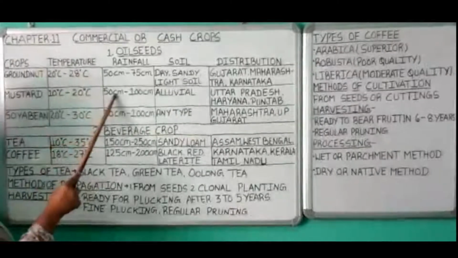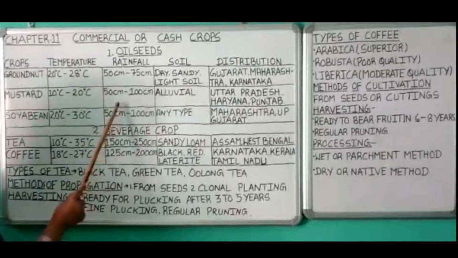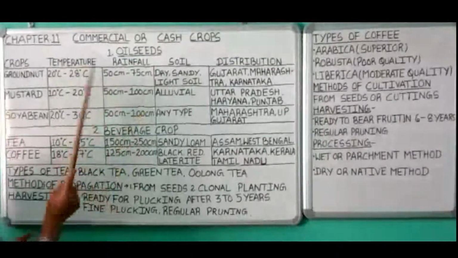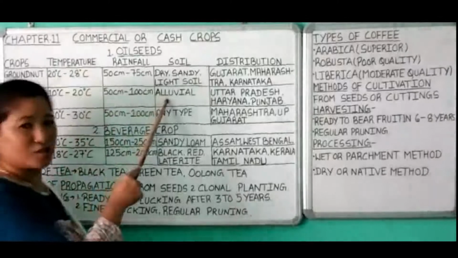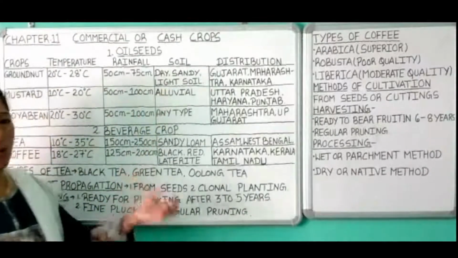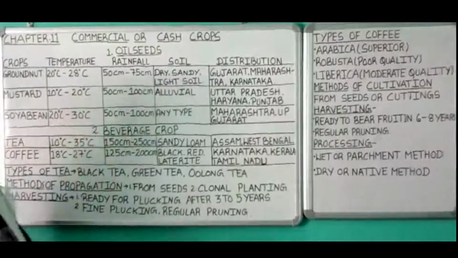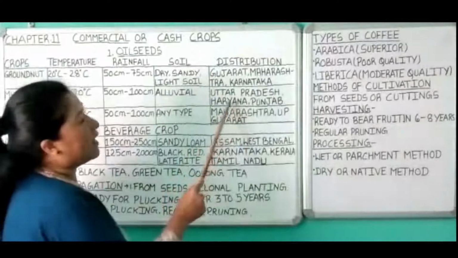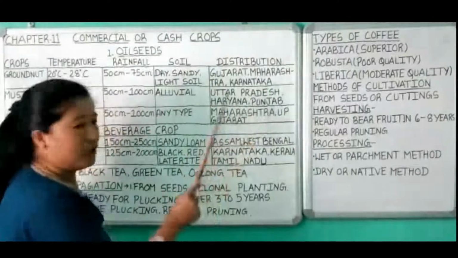The rainfall is also moderate, same as that of wheat, 50 centimeters to 100 centimeters, and the soil here is alluvial soil. So it's best grown in which type of soil? The alluvial soil. It is a transported soil, as you all know. Then the distribution: the states are Uttar Pradesh, Haryana and Punjab.